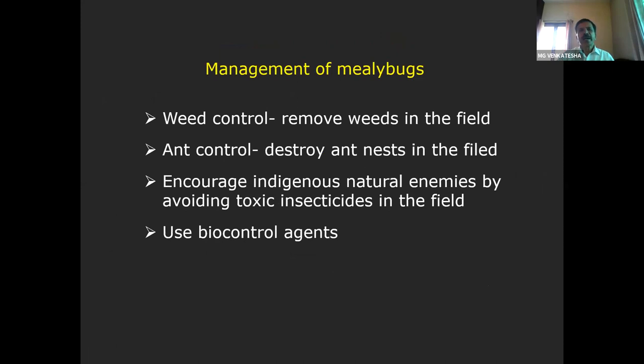So in the management of mealybugs, instead of going for toxic insecticides, first you have to control the weeds, remove weeds in the field, because mealybugs, any species of mealybugs, first infest the weeds and then they spread to the crops. So that's why weed control is very important. Weeds can be simply physically removed in the field.